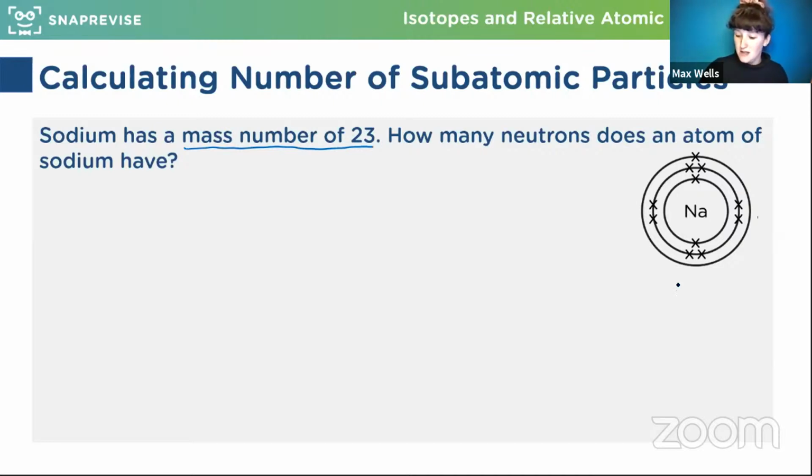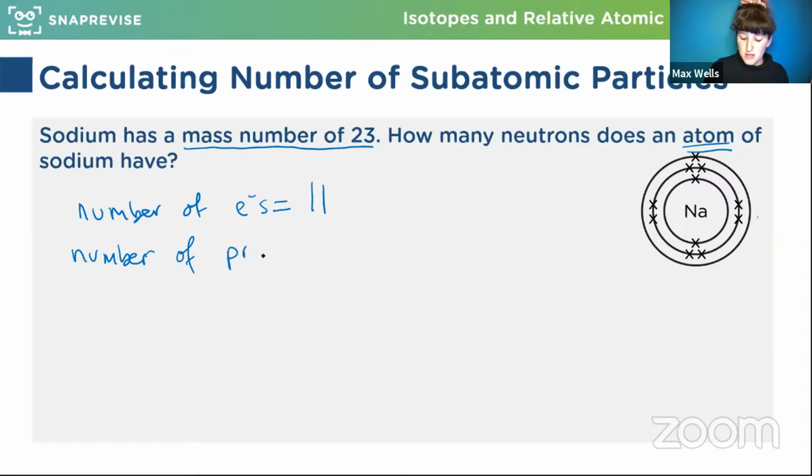We can see using this picture that the number of electrons, I'm just going to call them E's for the moment, is 11. The number of electrons is 11. So how many protons are there? If there are 11 electrons in a neutral atom of sodium, how many protons are there? If there are 11 electrons and it's a neutral atom, there must be 11 protons. Really good, well done.